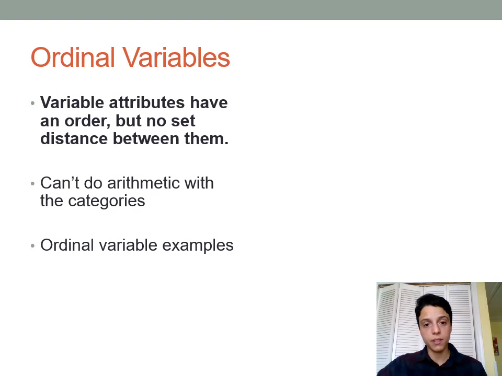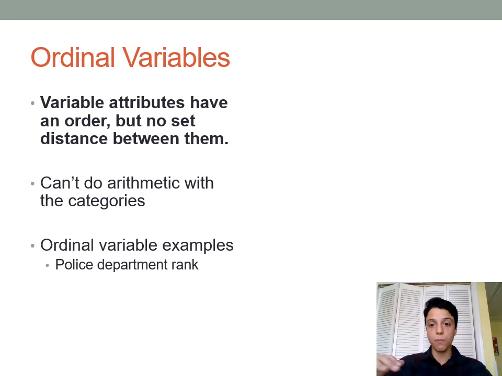But examples of ordinal level variables would be something like rank in a police department. So somebody who is a line officer has a lower rank than somebody who is their direct supervisor, who is lower rank than somebody who's the chief of police. But you wouldn't say that there's the same amount of distance between the line officer and the direct supervisor as there is between the direct supervisor and the chief of police. So you have things that can be put in order, but you have a different amount of distance between each of the different categories that you have.